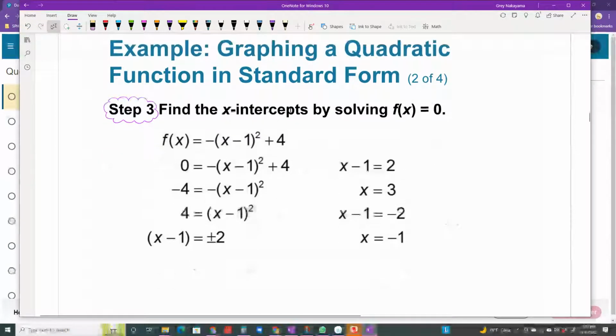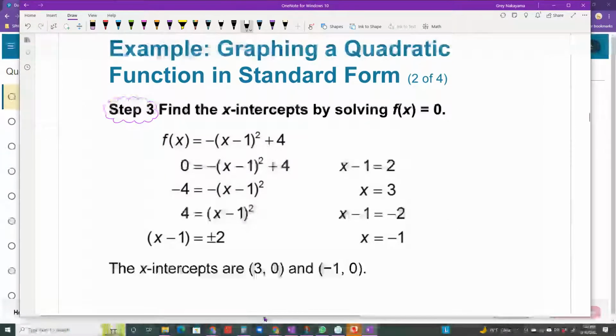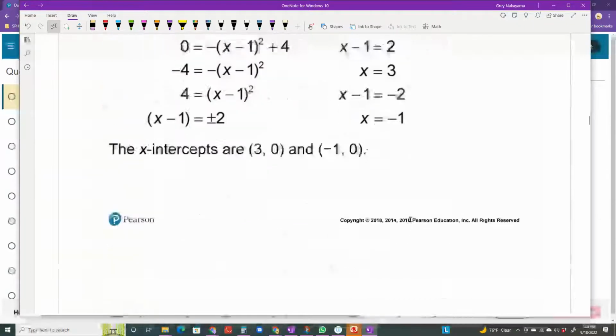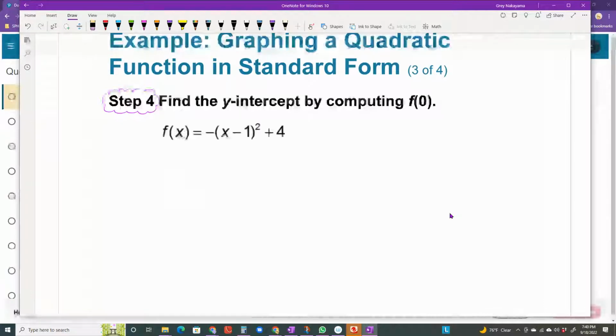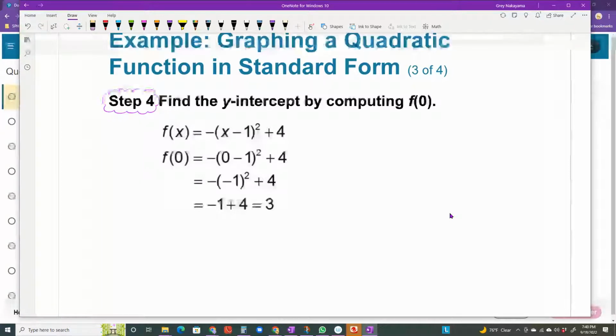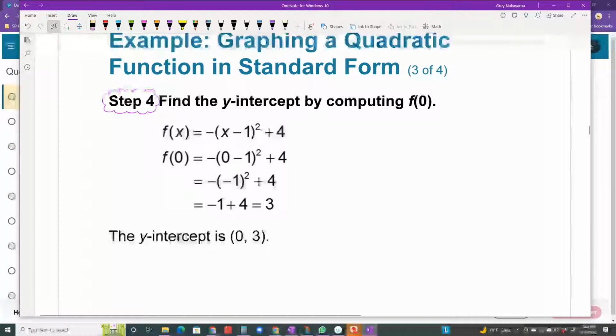Those are the x-intercepts. What's the other coordinate of the x-intercept? 0. So I have (3, 0) and (-1, 0) as my x-intercepts. Next, I'm going to find the y-intercept. The y-intercept is generally pretty easy because I just have to compute f of 0, which means I'm going back to the original function and plugging in 0 wherever I see x. And when I simplify that, I get 3, which means that the y-intercept is (0, 3).